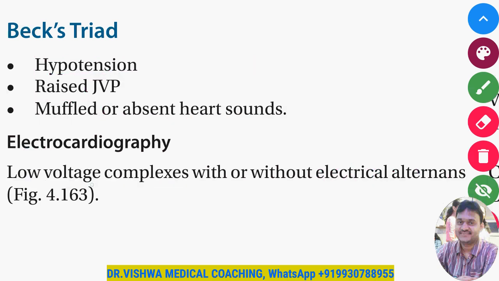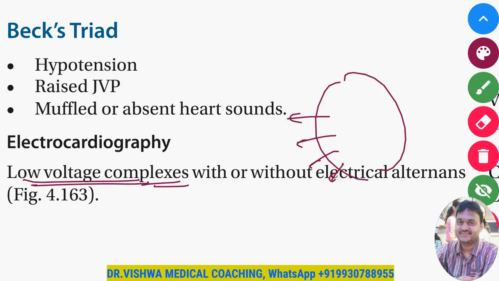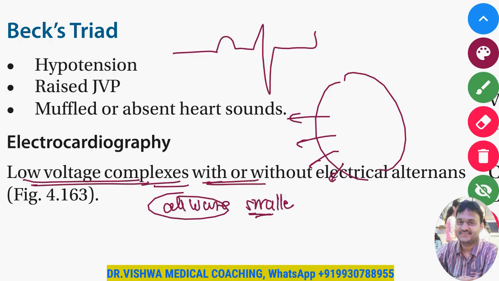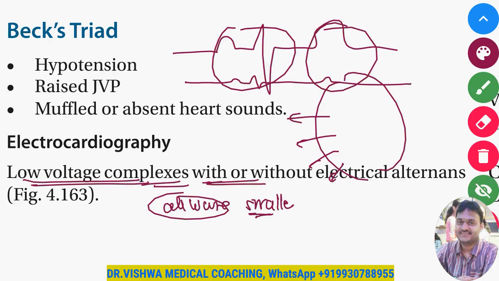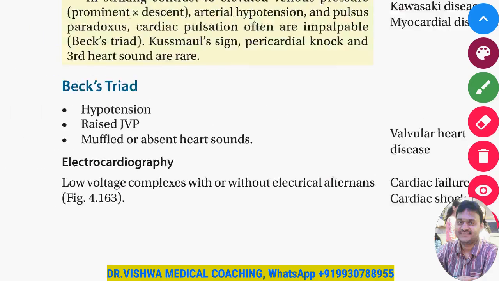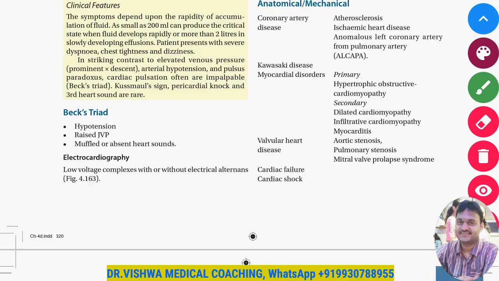Low voltage complexes in the ECG. Why low voltage complexes? Because the fluid around the heart will not allow the electrical current to come out. So all the waves will be smaller. This is called low voltage complexes. Normally this is what a PQRST complex looks like. In this situation, the PQRST complex will look like this. So all the waves are smaller because ultimately the current getting displayed by the ventricles, by the heart, is less, and because of that the ECG probe will show less voltage.